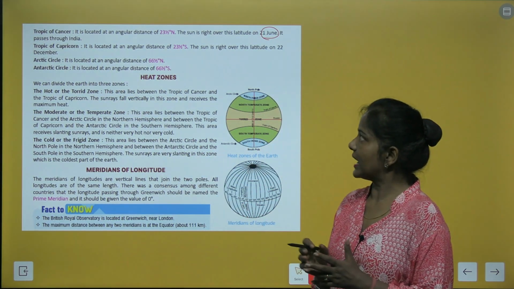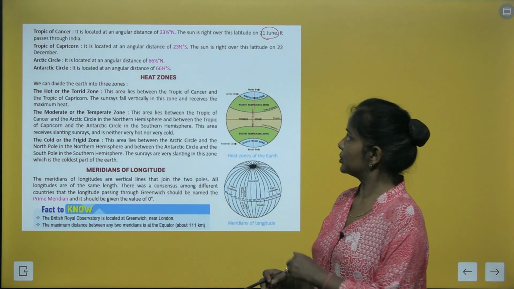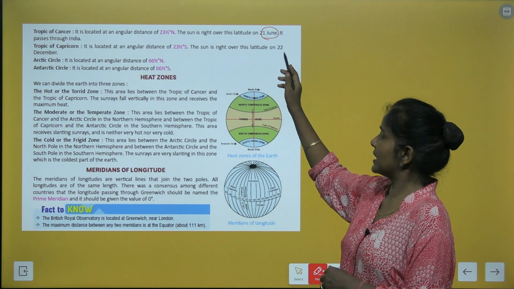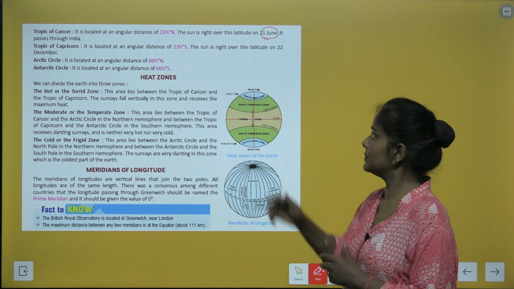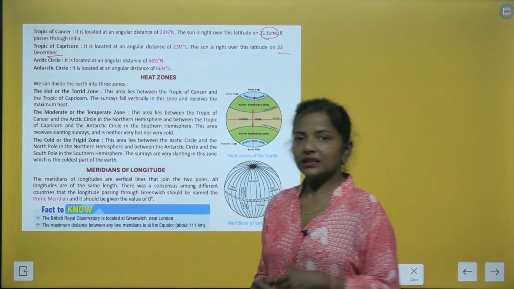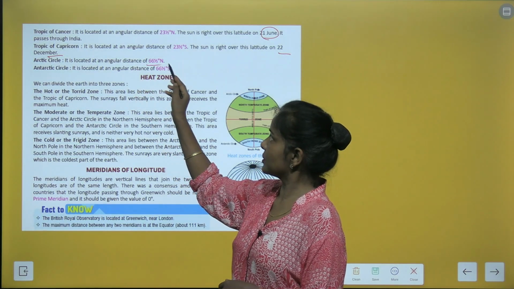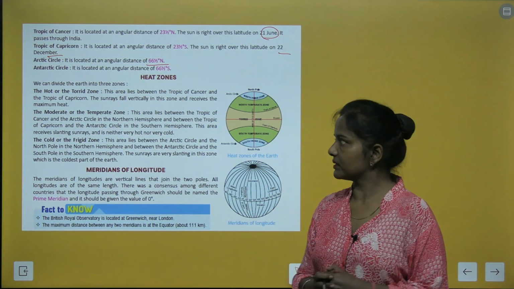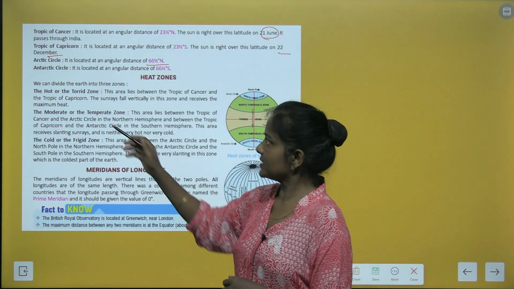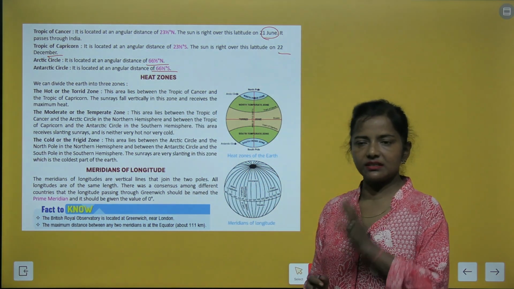Now, Tropic of Capricorn. It is located at the angular distance of 23.5 degree south. The sun is right over this latitude. अब इस latitude पे sun कब होता है? On 22nd December. Now comes the Arctic Circle. It is located at an angular distance of 66.5 degree north. And Antarctic Circle, it is located at an angular distance of 66.5 degree south.